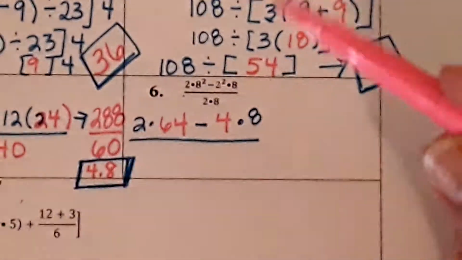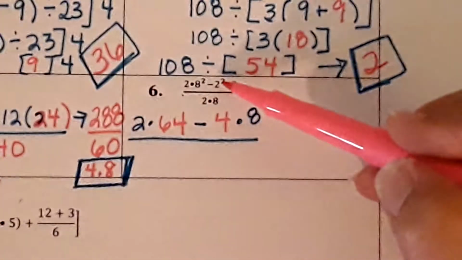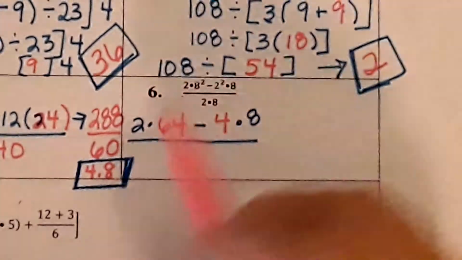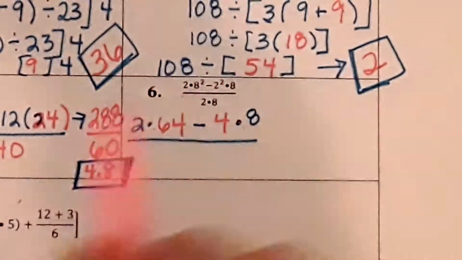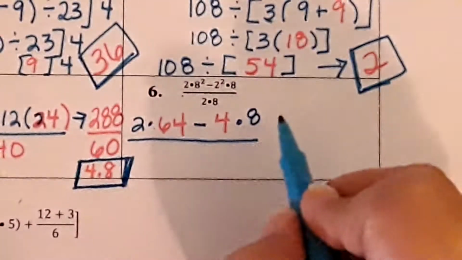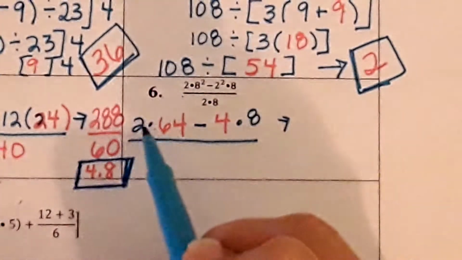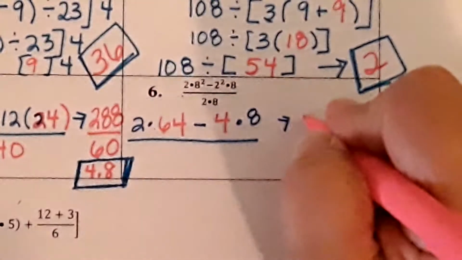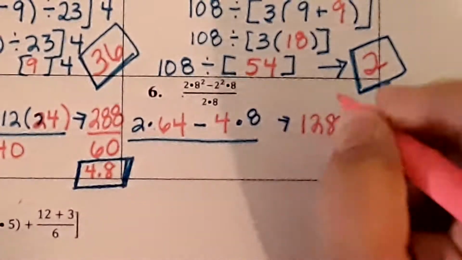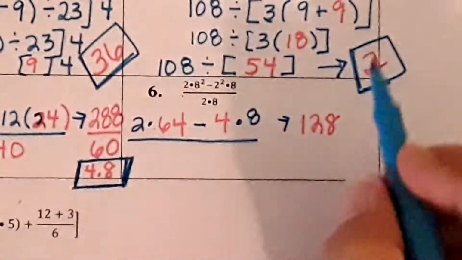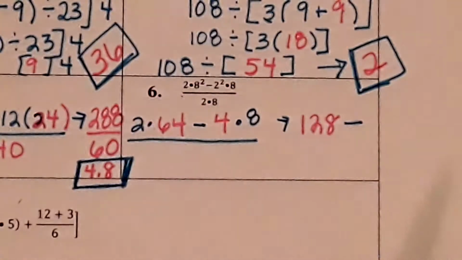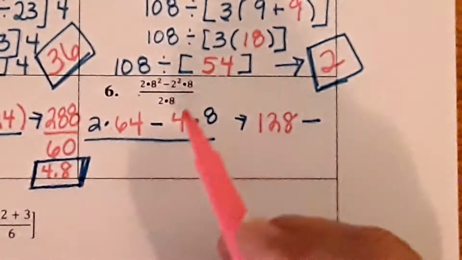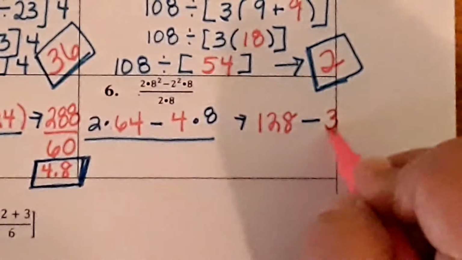So now I did my exponents. Now it says multiplication and division. Well, I don't have any division, but I do have 2 multiplication problems. So that's what I'm going to do next. I'm going to do 2 times 64. So 2 times 64 is 128. The subtraction sign stays. And then I'm going to do 4 times 8, which is 32.